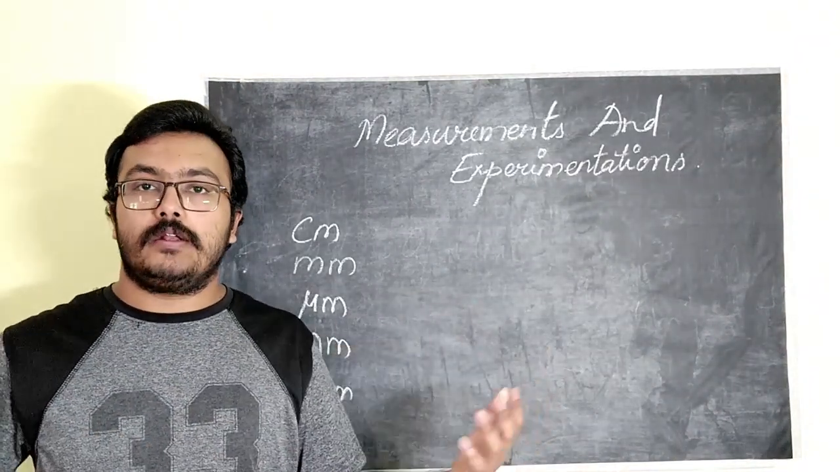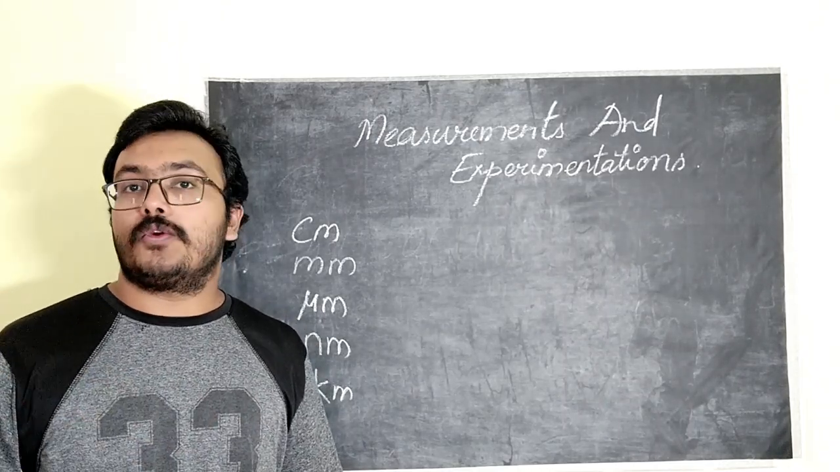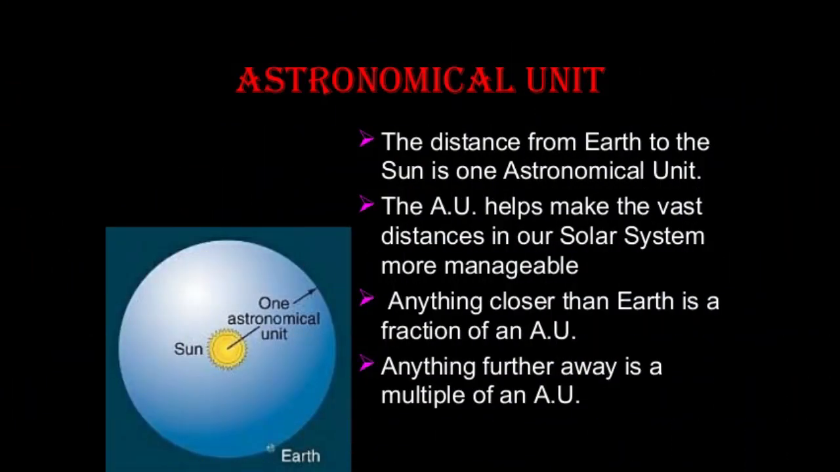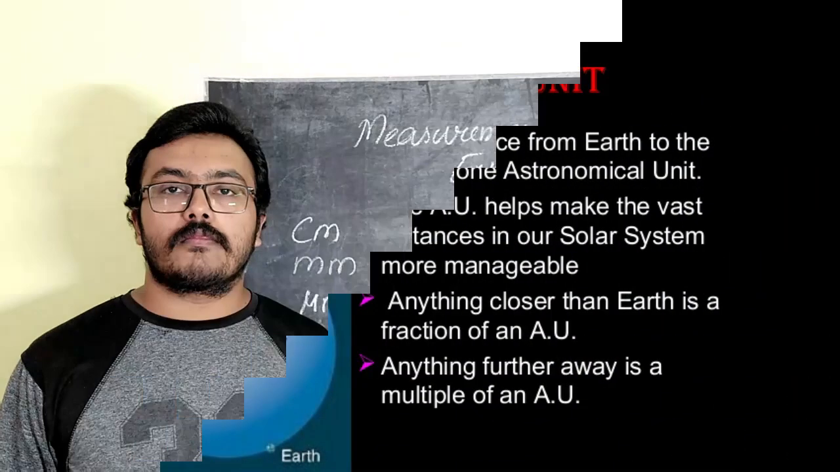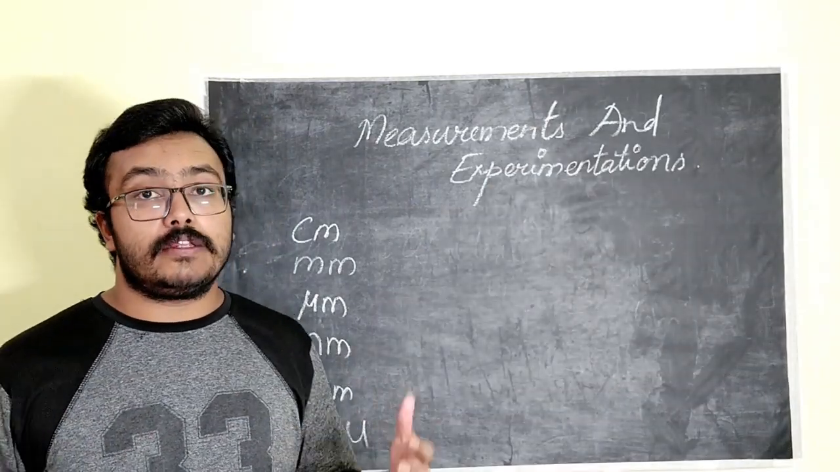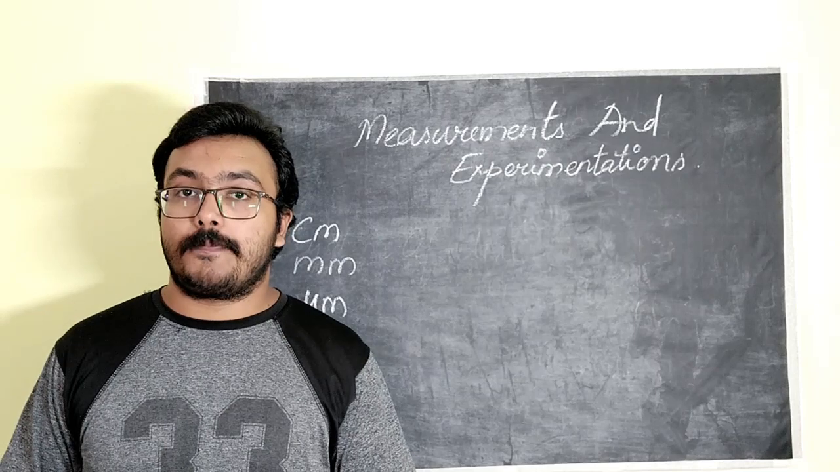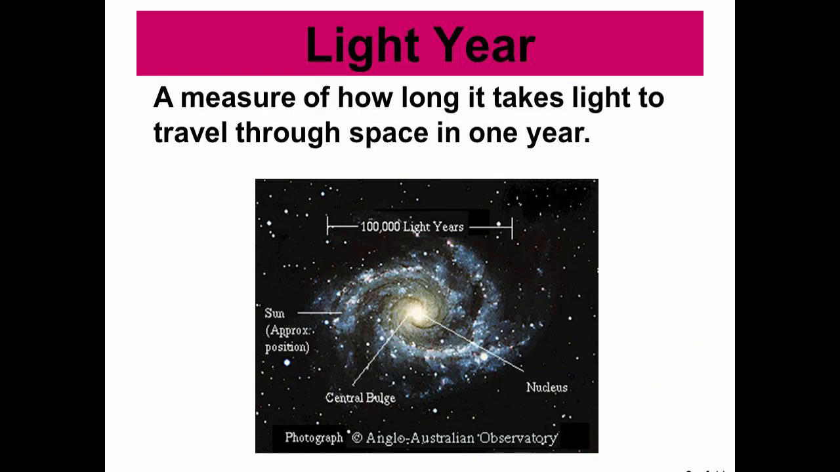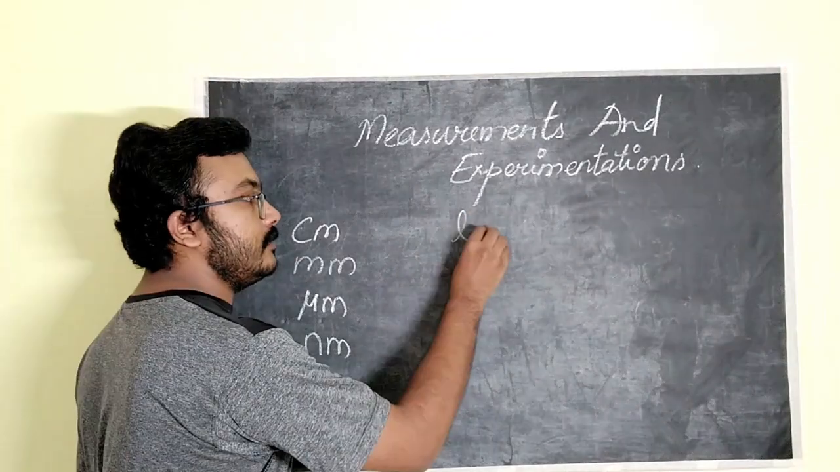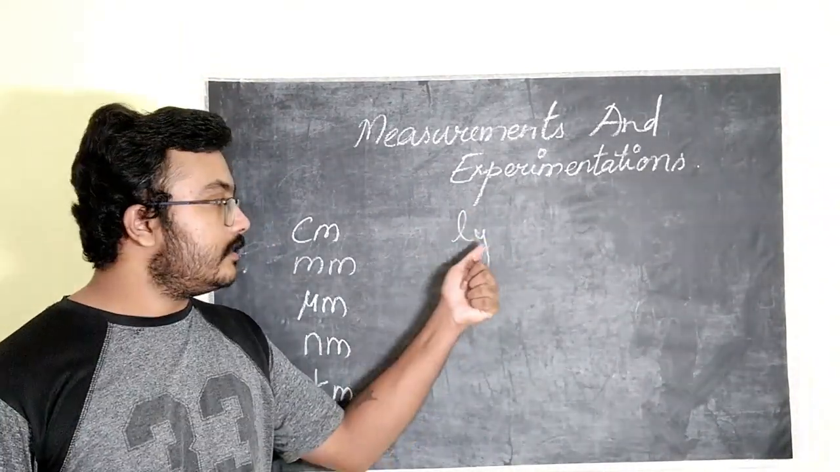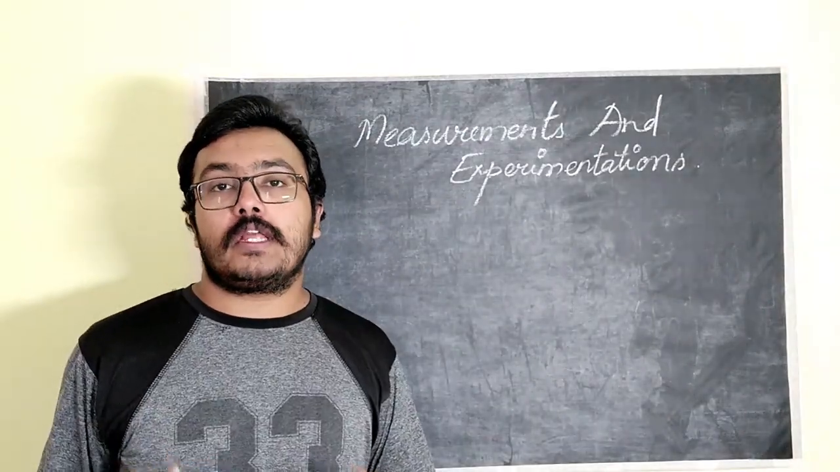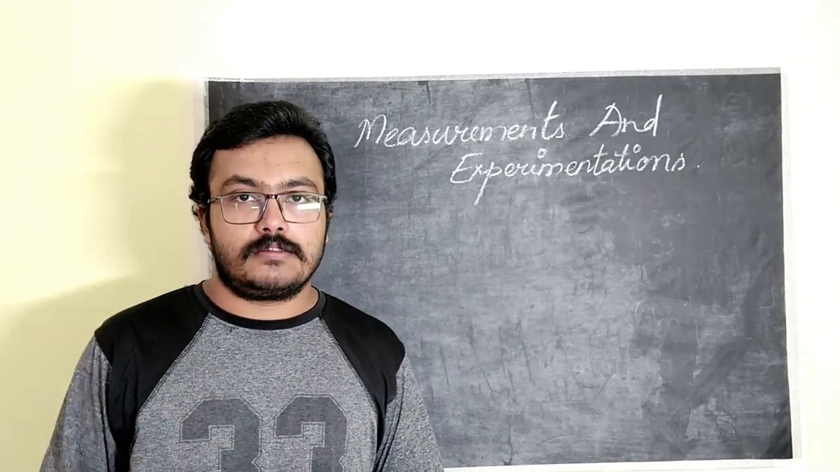And if you want more big, it's called astronomical unit, AU. Then there is a light year. Light year is bigger than astronomical unit. Alright, you can go through the definitions of these. Light year is expressed in small letter l and small letter y. Light year. Alright.